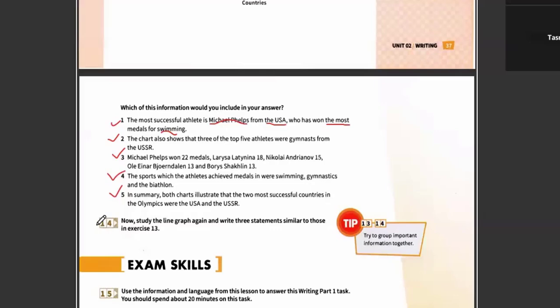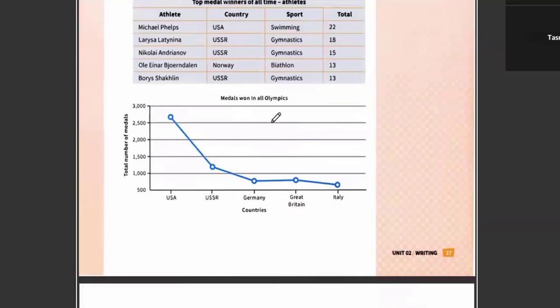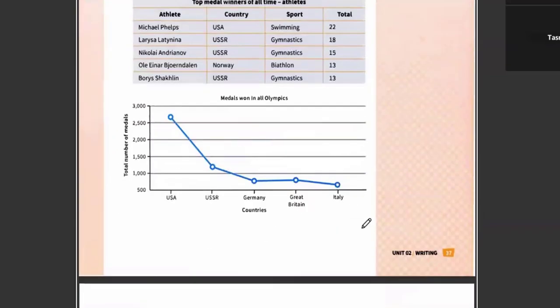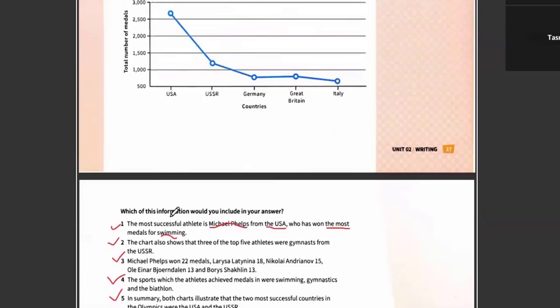Okay, so the last thing, in number 14: now study the line graph again and write three statements similar to those in exercise 13. So we have three statements that you took from here, that is 1, 2, and 5. Those were all about the table. Now you look at the line graph and write three sentences similar to the ones that you just chose. Okay.